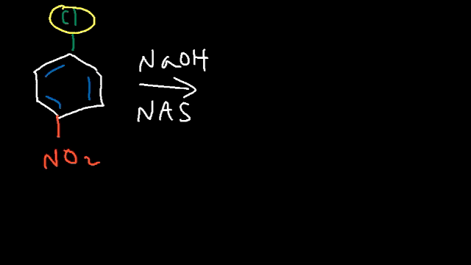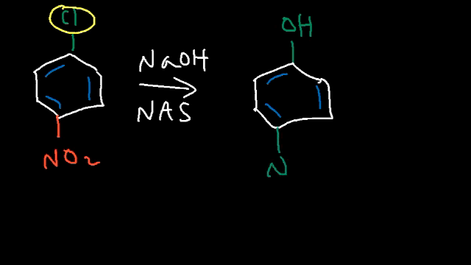If you're replacing a hydrogen atom, it's an EAS reaction. If you're replacing a halogen, it's an NAS reaction. So the end result is that we're going to get this product. We're going to replace the Cl with an OH group. But now let's work through the mechanism for that reaction.